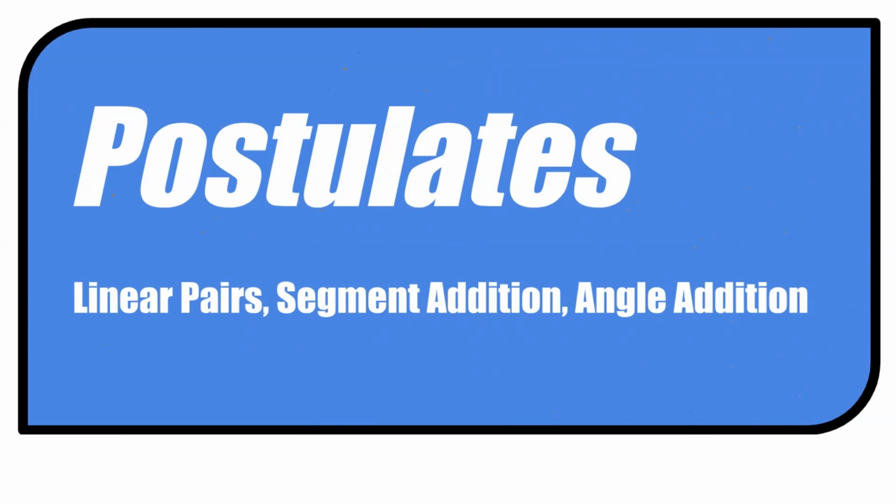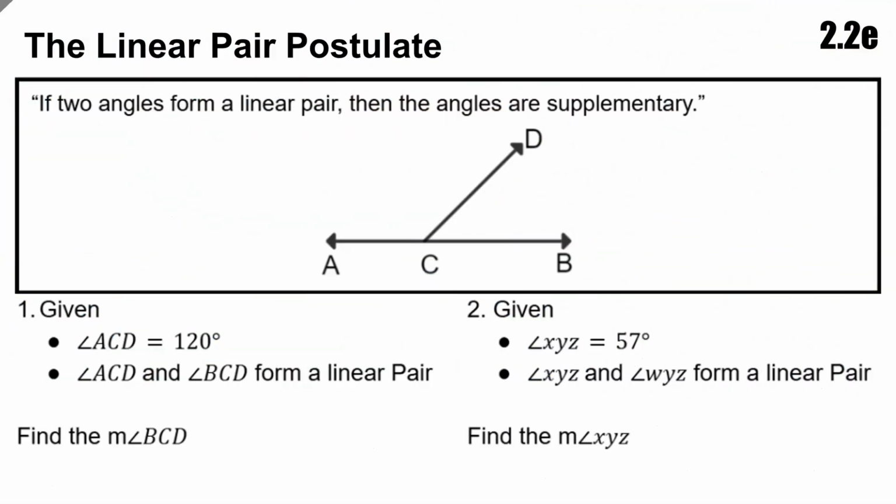This lesson will cover the linear pair, segment addition, and angle addition postulates. According to the linear pair postulate, if 2 angles fall on a straight line, then the angles are supplementary. Supplementary means that the angles will add to 180 degrees.